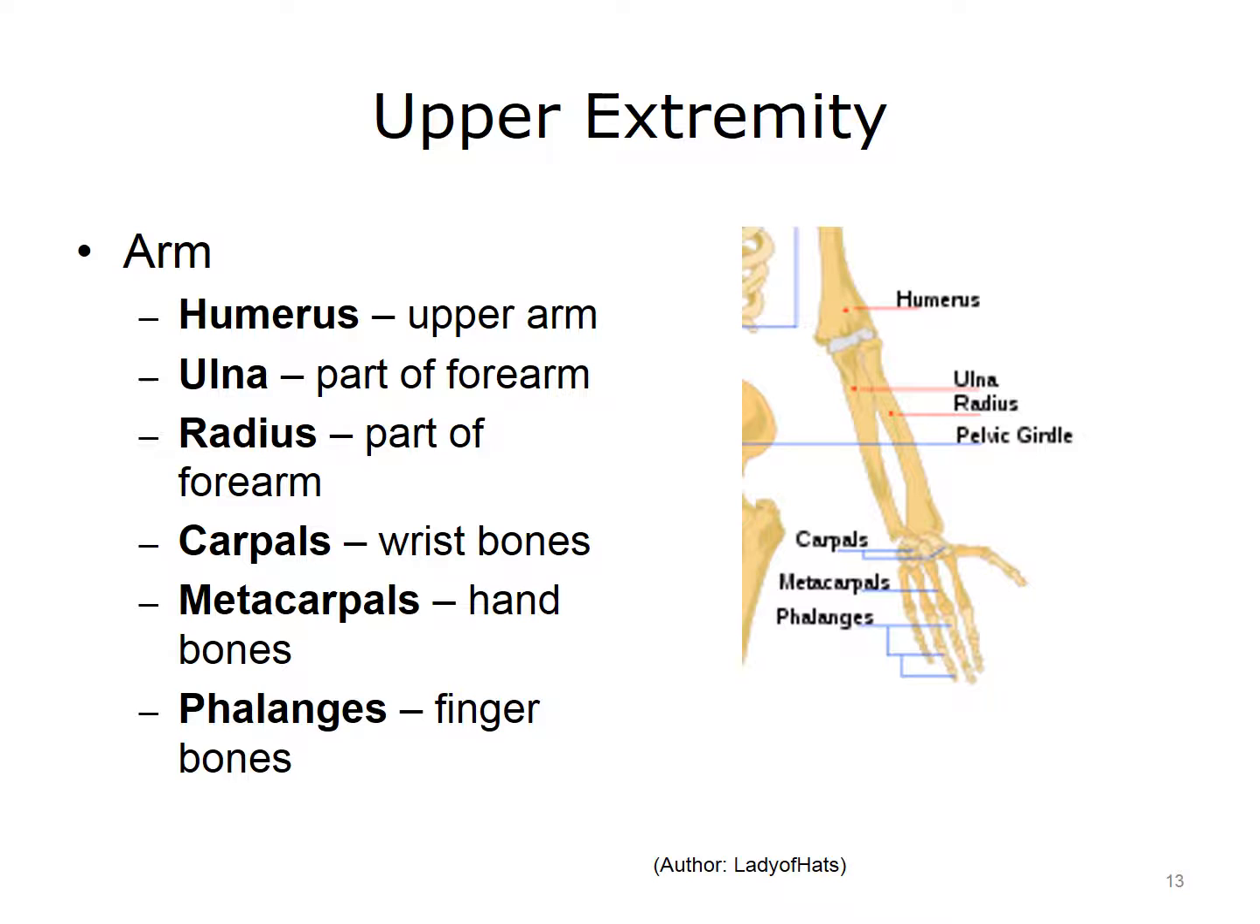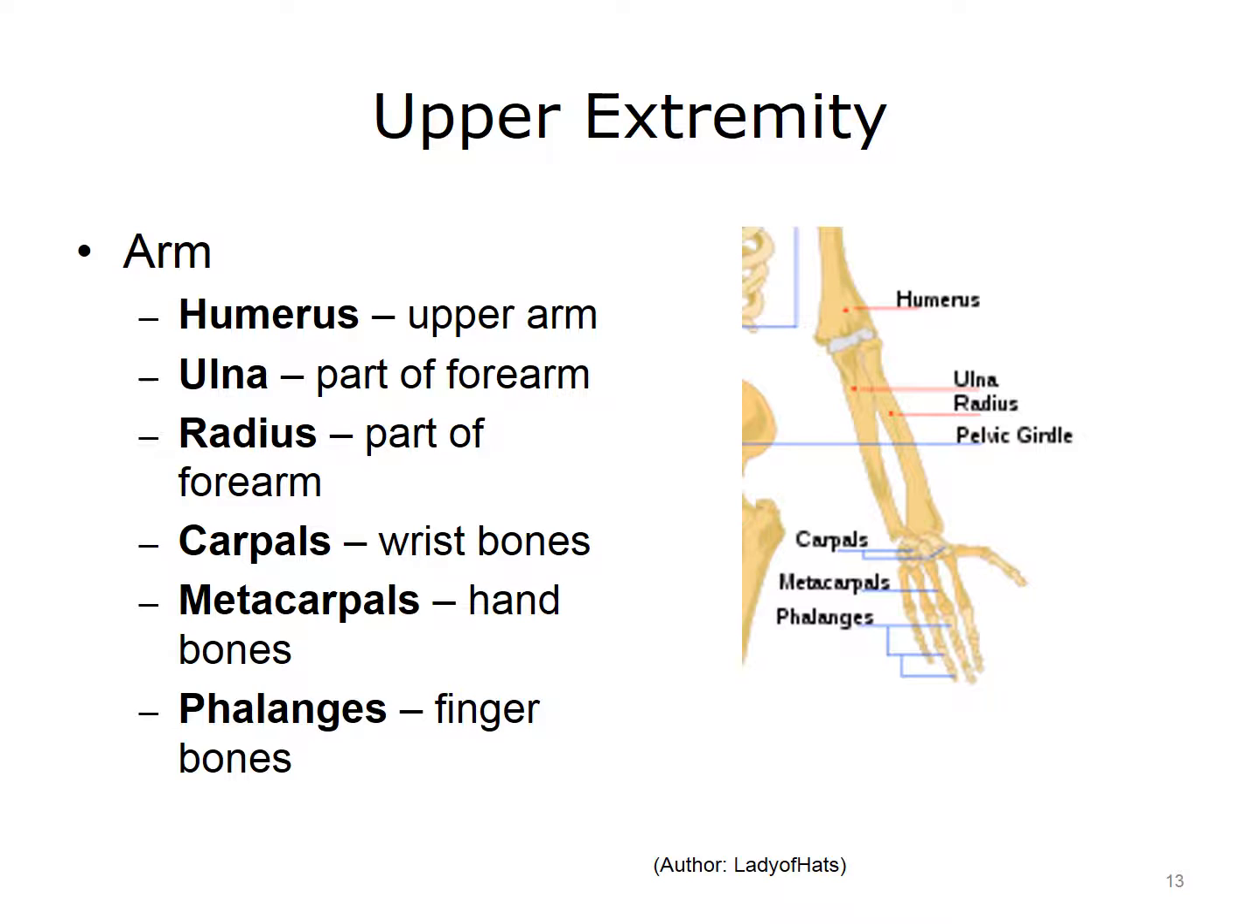We commonly refer to the arm as our upper extremity. The arm consists of a variety of bones. The humerus is the long bone in the upper arm. The ulna is one of 2 bones in the forearm and lies on the little finger side of the forearm.